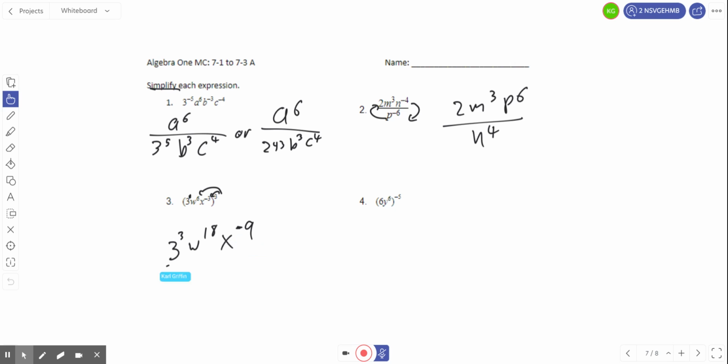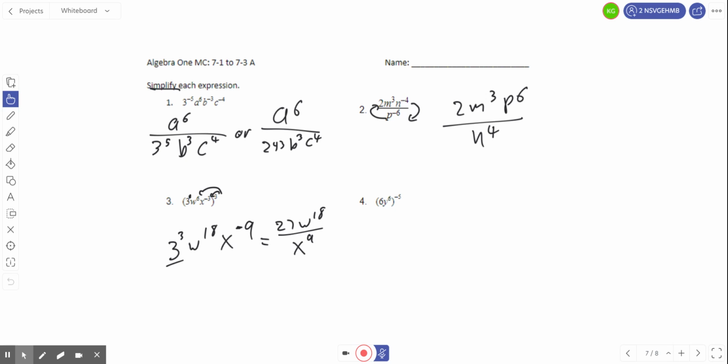Now, 3 to the 3rd is 27. W to the 18 is fine. And x to the -9 needs to go in the denominator, so we have positive exponents. Okay, remember, anytime you have a negative exponent, you can put it in the denominator, make it positive, or if it's already in the denominator, you can put it in the numerator and make it negative.